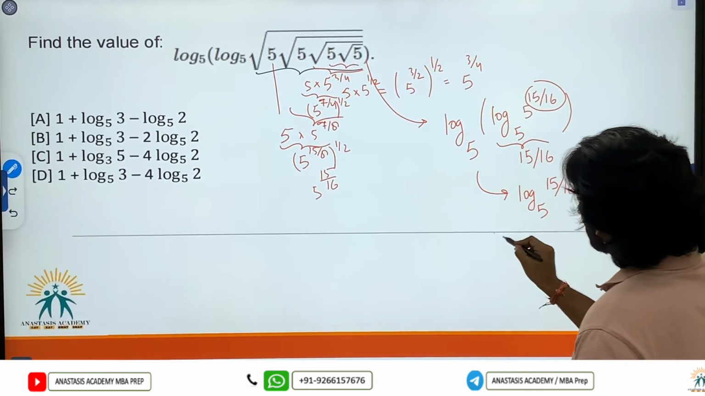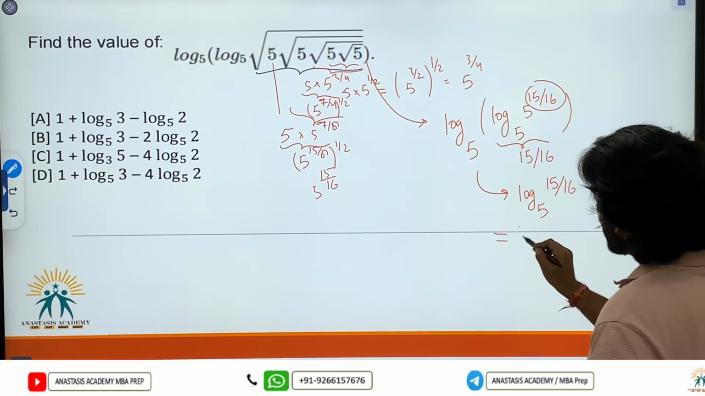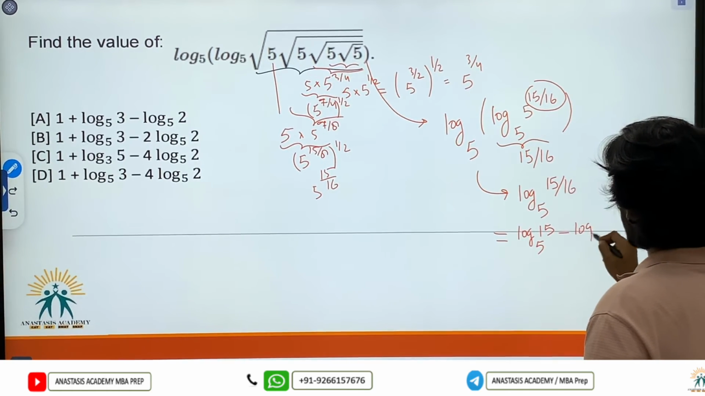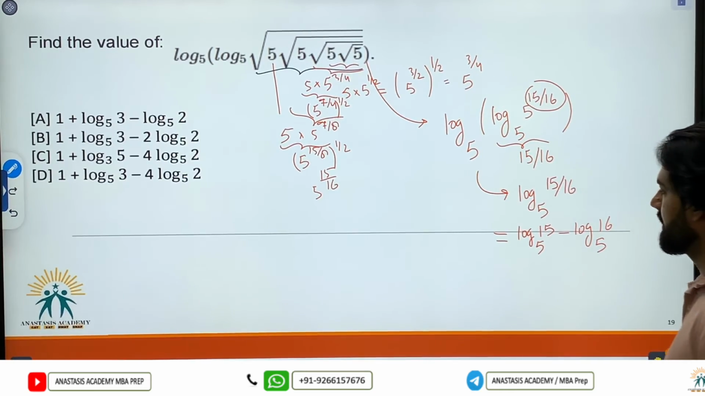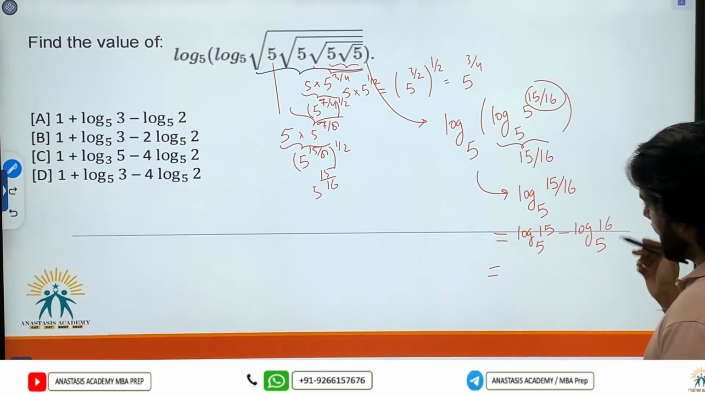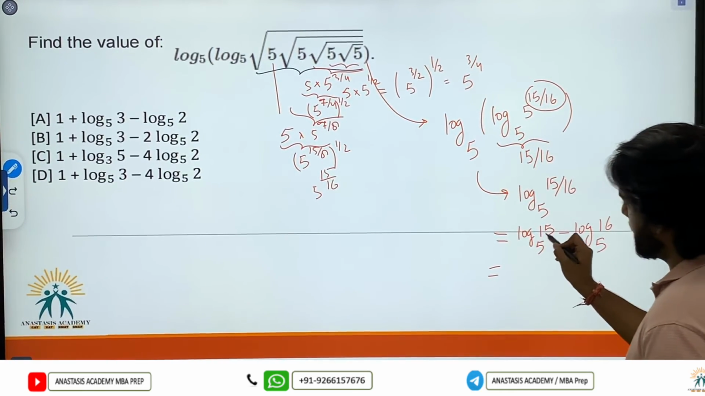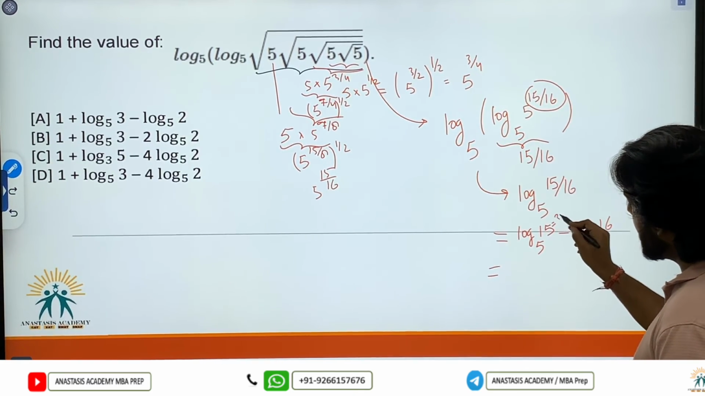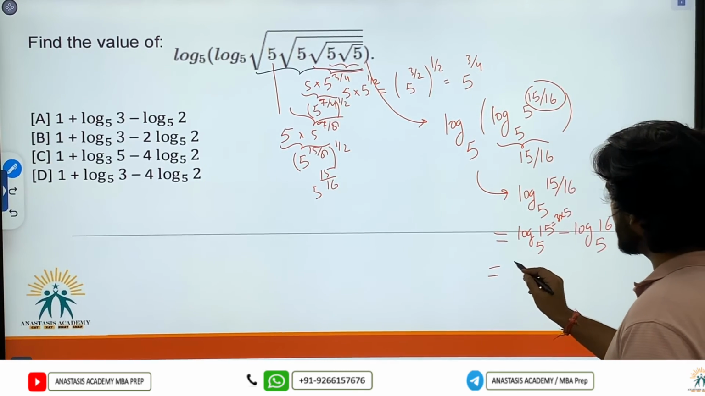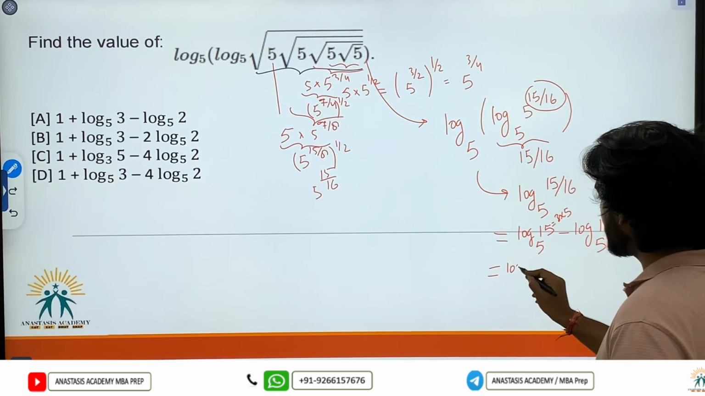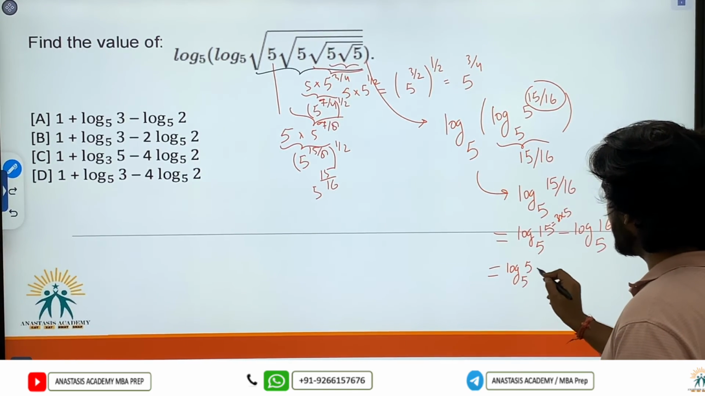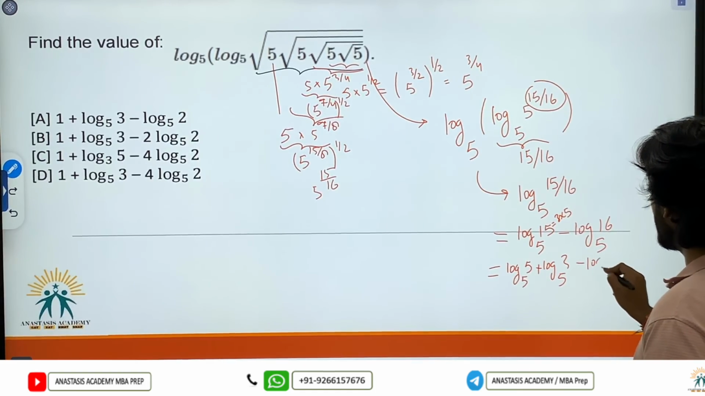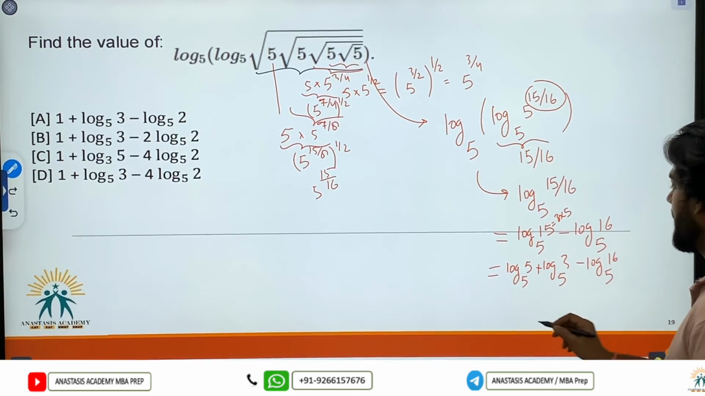Using the property of logs, we can write it as log of 15 to the base 5 minus log of 16 to the base 5, right? We can further simplify this term, because I know 15 is 3 into 5. So using the properties of log, I can write it as log of 5 to the base 5 plus log of 3 to the base 5 minus log of 16 to the base 5.